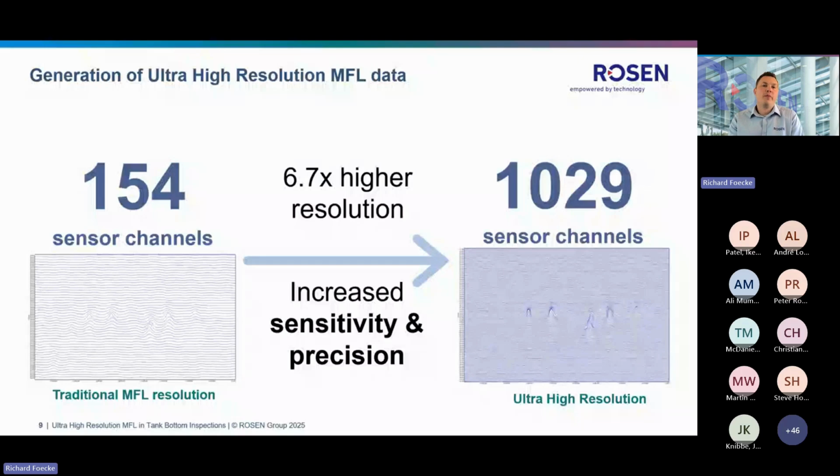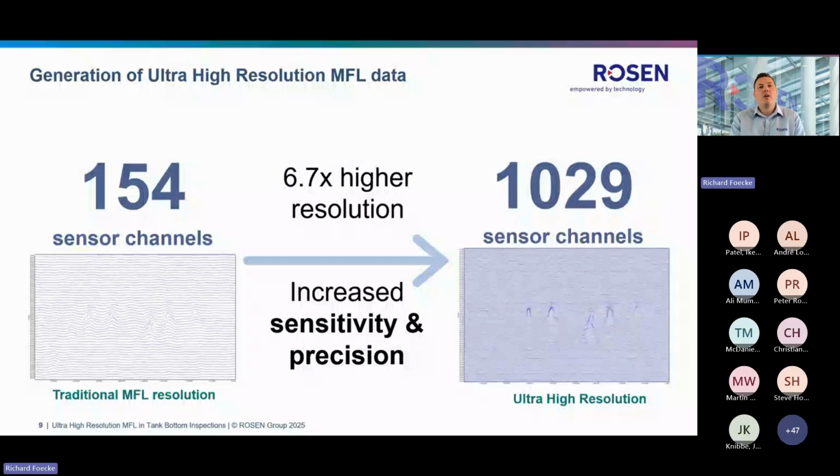So first of all, the ultra-high resolution stands for a higher sensor density. On traditional MFL tools, we typically use 154 channels, but on an ultra tool, we meanwhile use more than 1,000 channels. So the resolution is around 7 times higher than before. And you can see that in the pictures already. Just by the higher resolution, a much sharper picture of any defect in the bottom plate can be drawn.